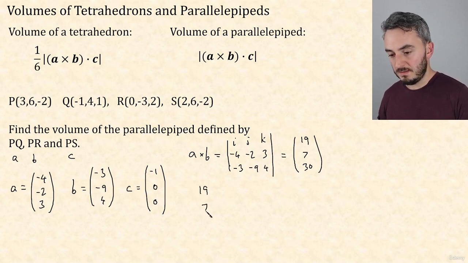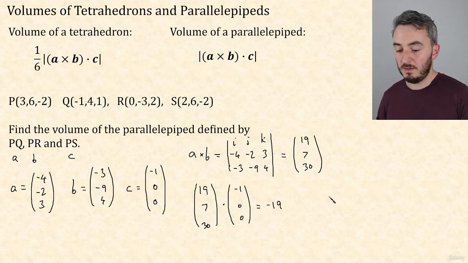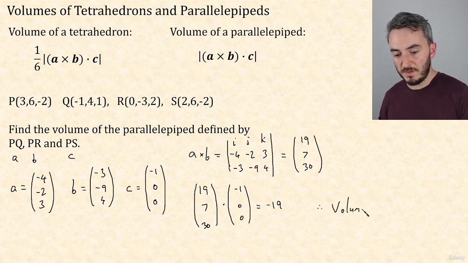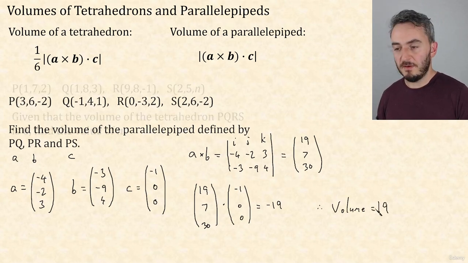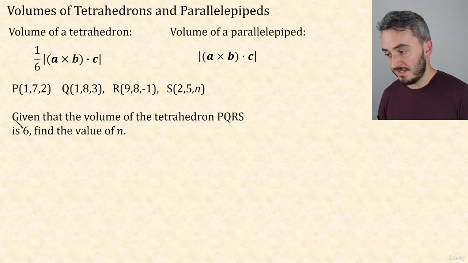So 19, 7, 30, dotted with c, which was -1, 0, 0, and we just get -19, but our volume is the modulus of that. Therefore, the volume of this parallelepiped is 19. Okay, let's try another. Given that the volume of the tetrahedron PQRS is 6, find the value of n.